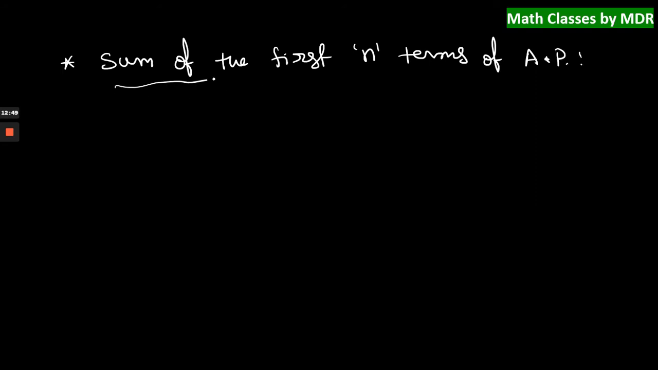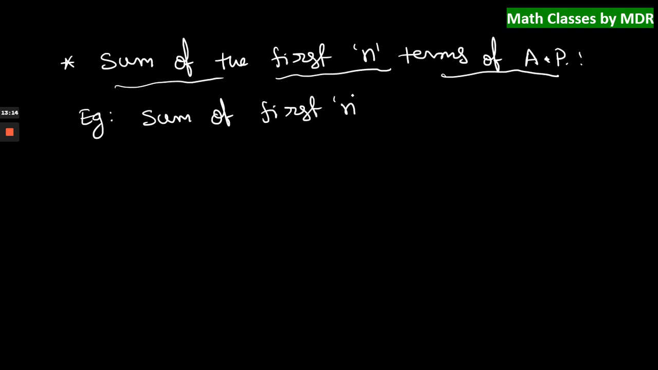To explain this, first let me take the first 100 natural numbers. Let us take one example before we derive the sum of the first n terms of an arithmetic progression. Let us take an example where we require the sum of the first 100 natural numbers.